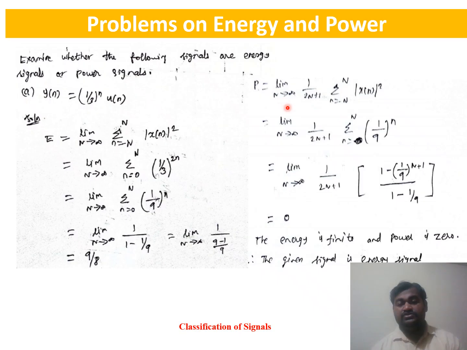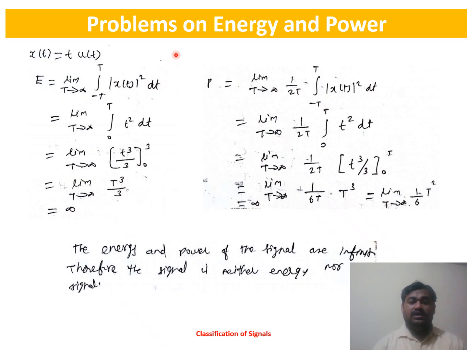Power formula: limit n tends to infinity, 1 by 2n plus 1, summation n equal to minus n to n, modulus x[n] whole square. Similarly here, substituting the value (1/3) whole square, (1/9)^n, for power 1 by 2n plus 1. We know the formula summation n equal to 0 to n of a^n equals 1 minus a^(n+1) divided by 1 minus a. Substitute here, the value becomes 0. So here energy is finite, power is 0. We can classify the signal as an energy signal.